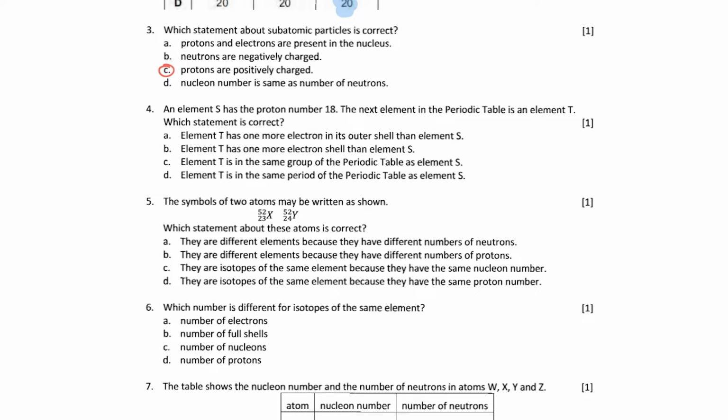Nucleon number is the sum of neutrons? Actually, nucleon number is the sum of whatever is in the nucleus. So that is protons and neutrons. So again, D is wrong.